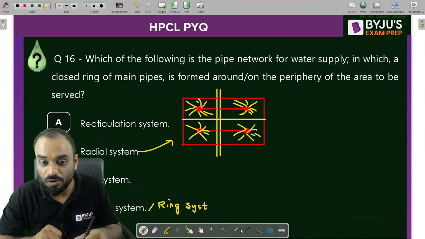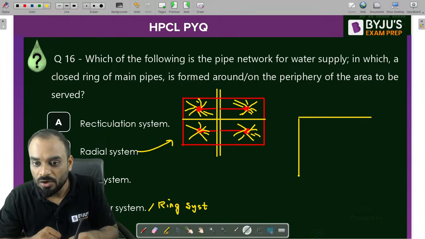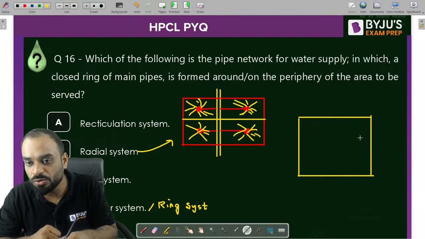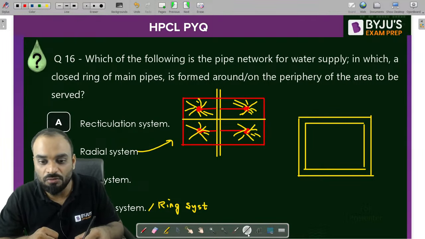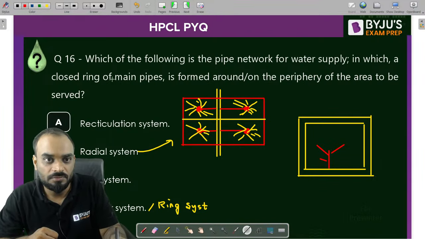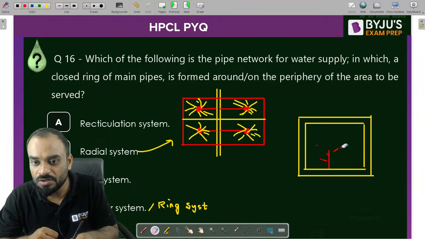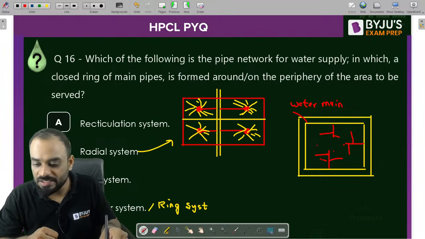But if you talk about ring system, what is ring system? In case of ring system, whatever city you have, guys, on the outer edge of the city, we provide the water main pipe. Now through this main pipe, there are submains and branches, so that you can distribute the water at different locations like this. So that is basically ring system or circular system. Like this. Okay. So this is our water main or main pipe. Clear? So that's why, guys, D is the correct answer for the problem.